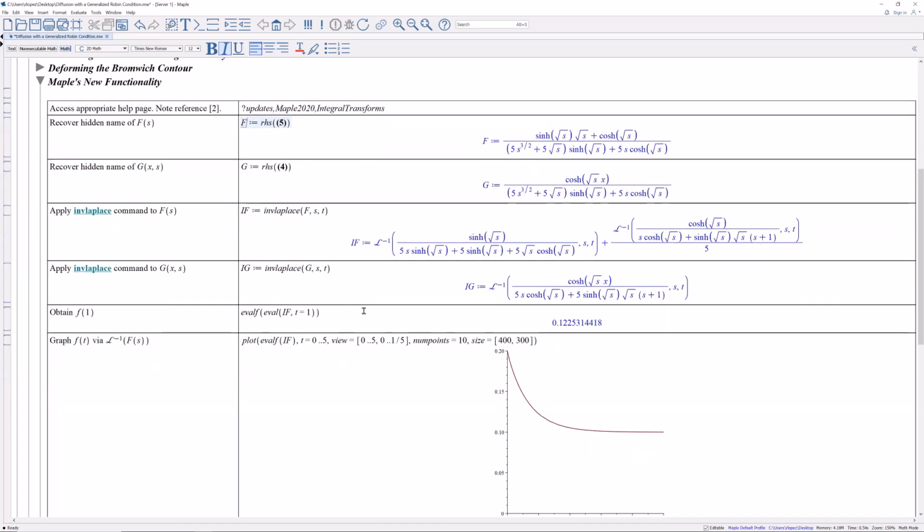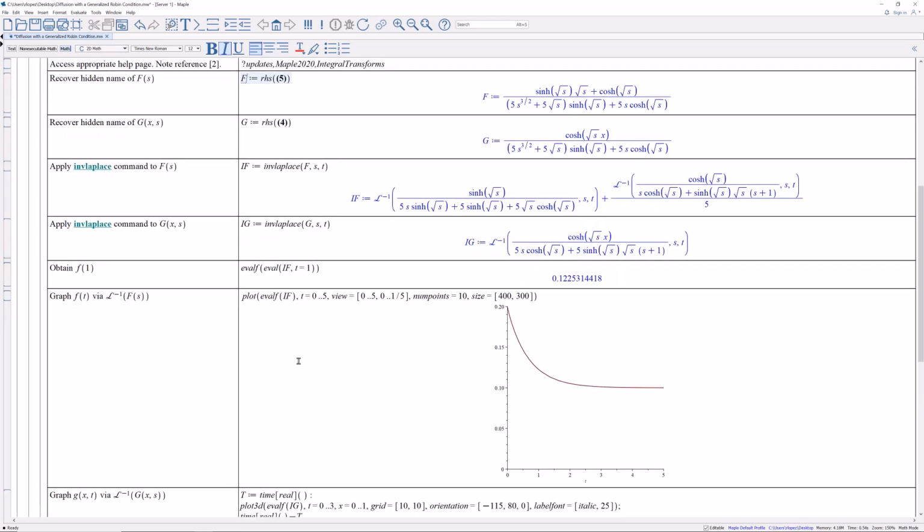If you want to evaluate the inverse Laplace transform at a particular point, you would do something like this. Eval, which is a substitution, if, that's this thing, at t equals 1, and then call evalf on it. So that gives you the value of the function little f at 1.